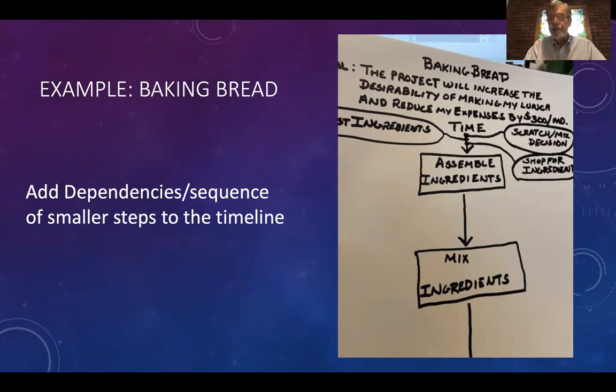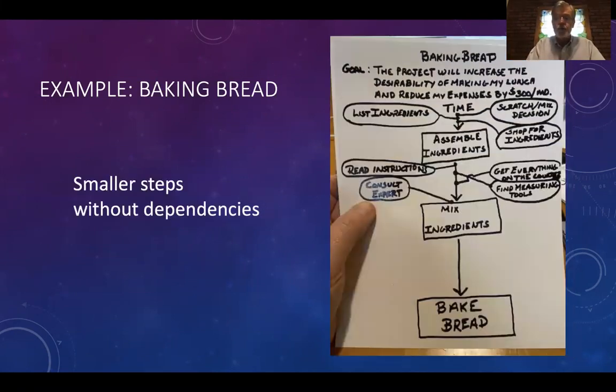That gets added in as the next step. And then shop for the ingredients gets added in as the third step. You can write things that are these smaller steps on both sides of the timeline. It doesn't matter the order because you're going to sequence them like this. Okay, then we take a look at the next major step. We need to assemble the ingredients.